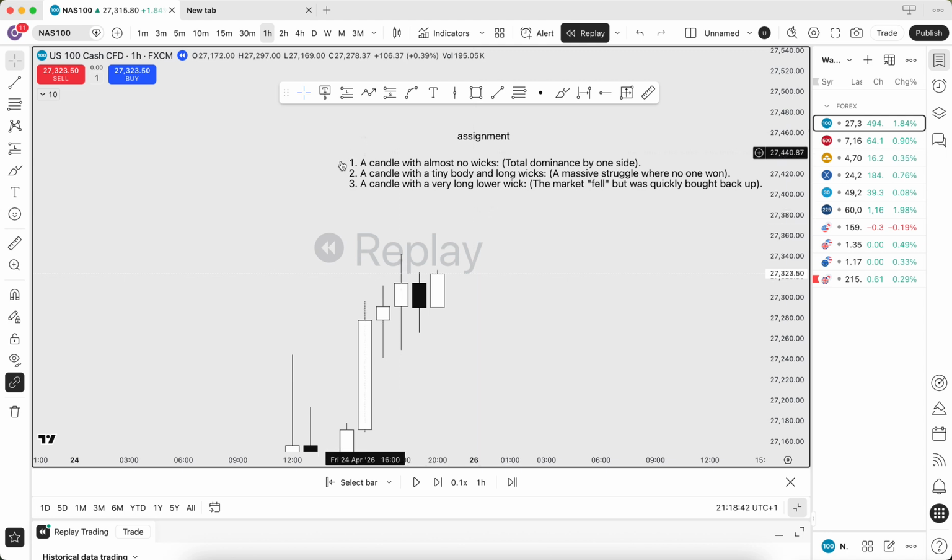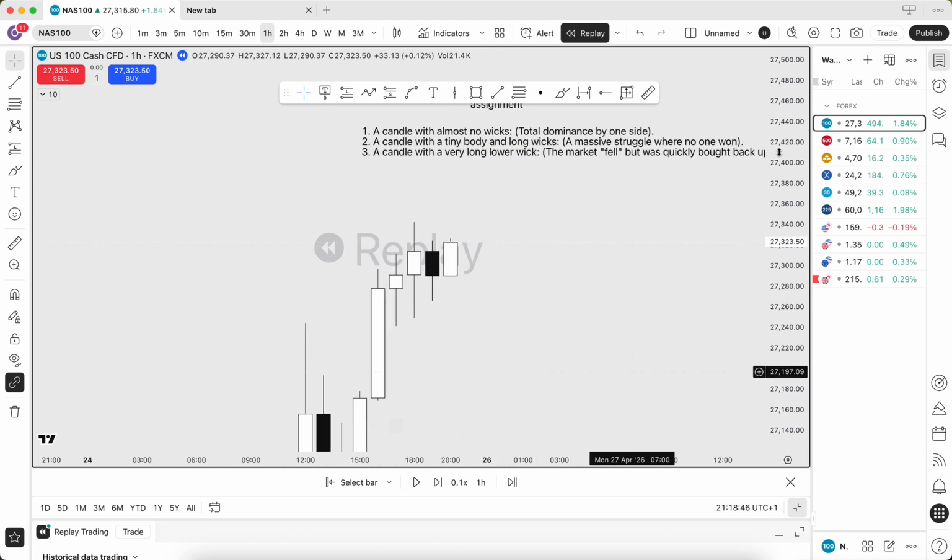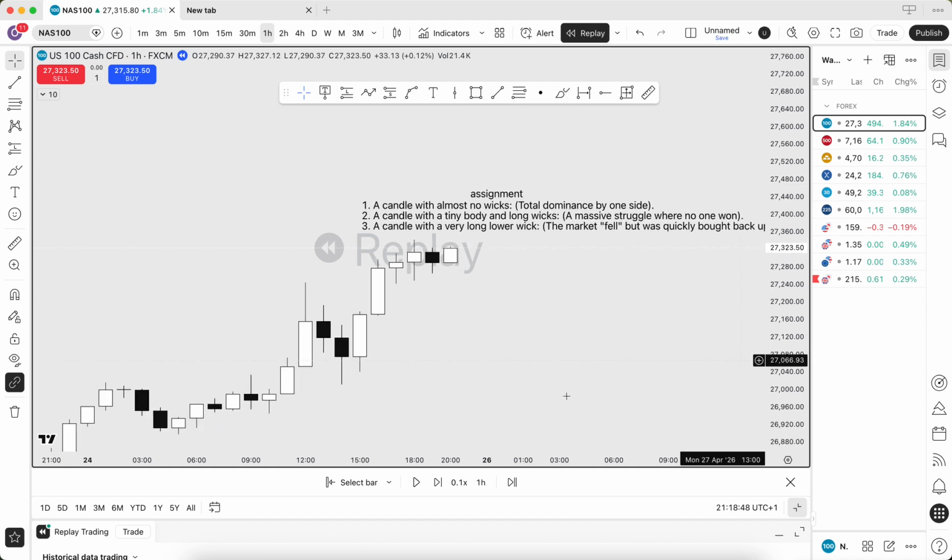The next thing you're going to find is a candle with a tiny body and a long wick. Let me give you an example here. We saw something like that in the 15 minutes. This is a tiny body, a long wick. Okay, tiny body, long wick.